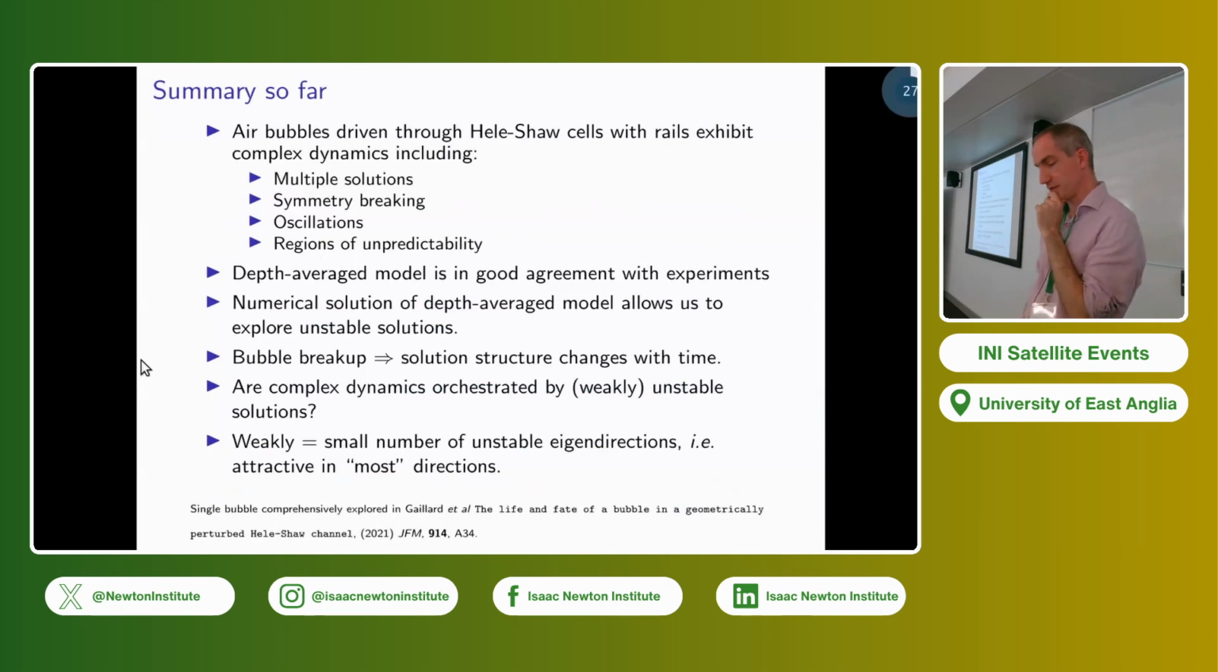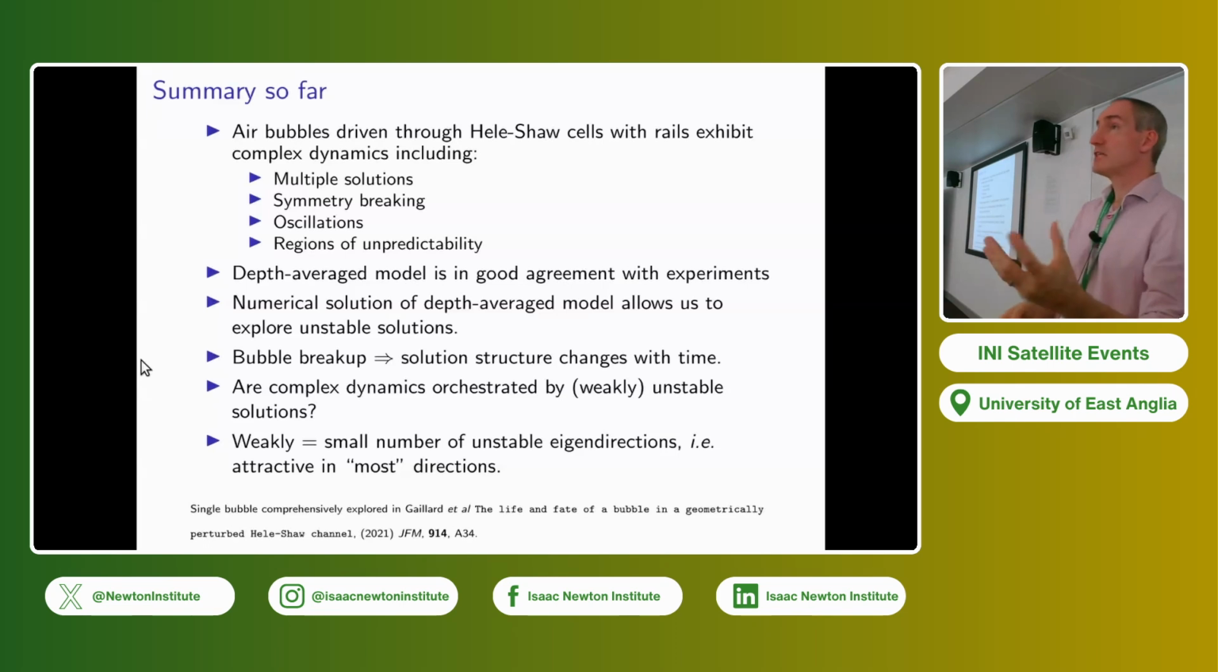So what have I told you so far? What I've told you so far is that air bubbles driven through Hele-Shaw cells with this rail, a small obstacle, exhibit complex dynamics. You get multiple solutions, symmetry breaking, oscillations, and regions where you can't tell what's going on. This is in contrast to the case without the rail, where you get a single steadily propagating centered bubble. The depth-averaged model is in good agreement with the experiments, and we can argue about what good means. We can explore unstable solutions with our numerical solution.